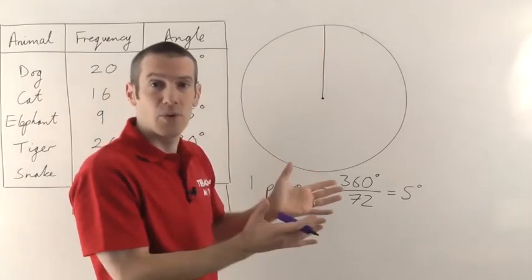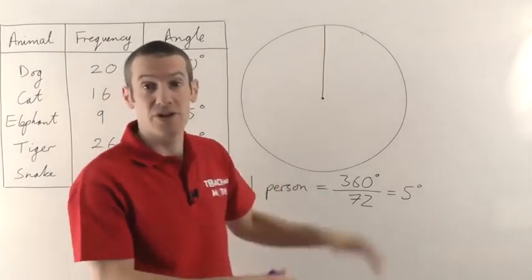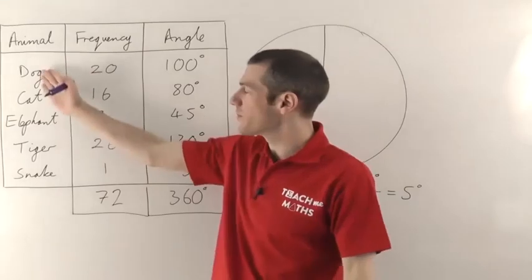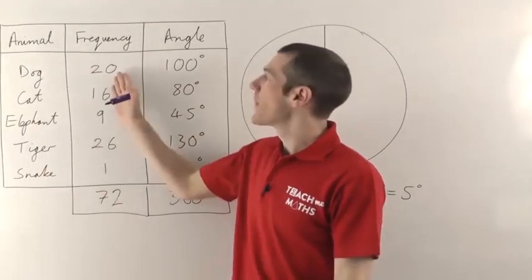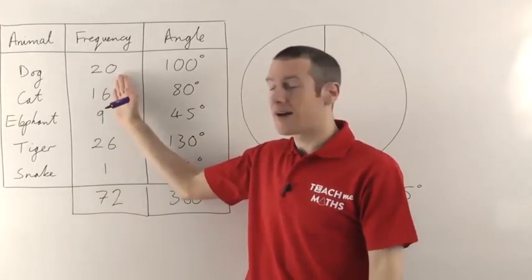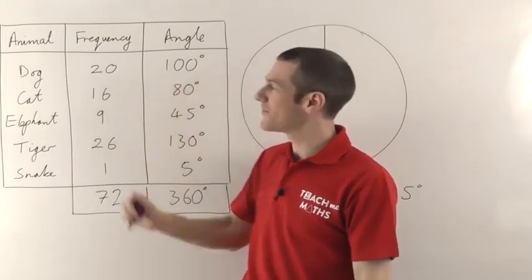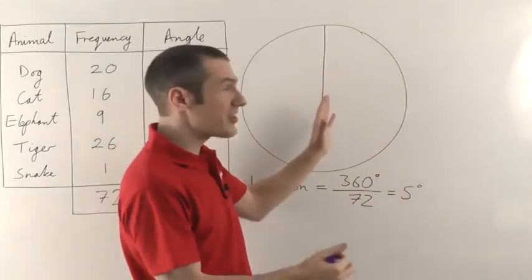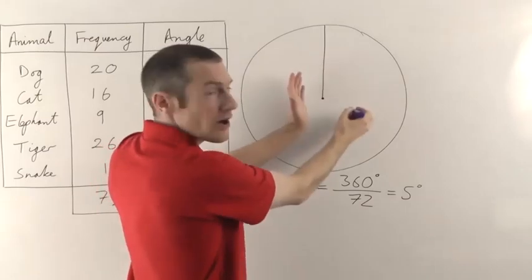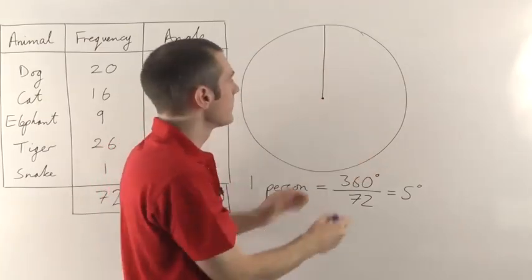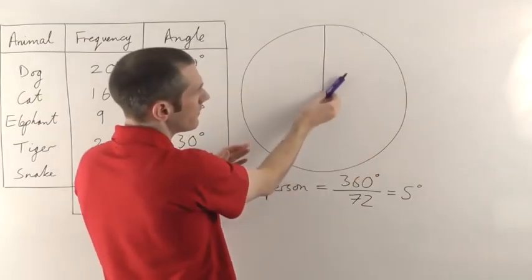You need a starting point, and you always take the straight up point as your starting point. And then just work through your different categories. So the dog needs to have an angle of 100 degrees. So from here with your protractor, you stick the protractor on, measure around 100 degrees, and then draw a line. So it'd be here, round by 100 degrees.